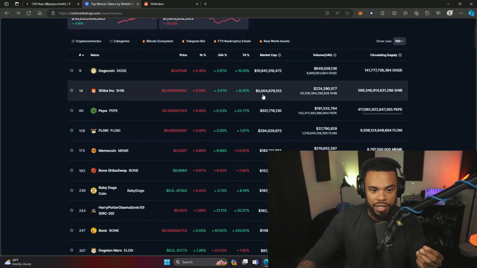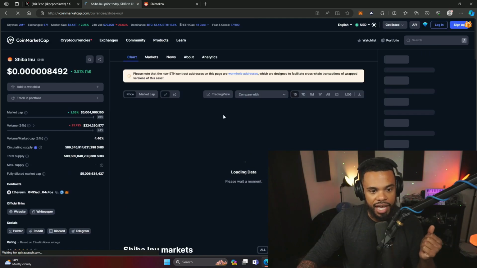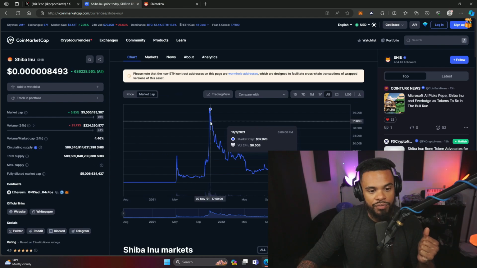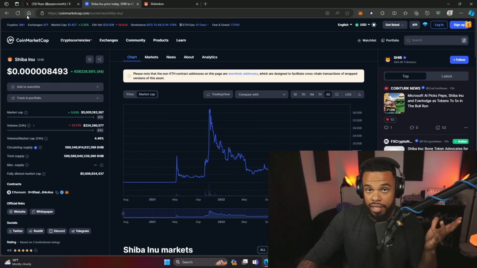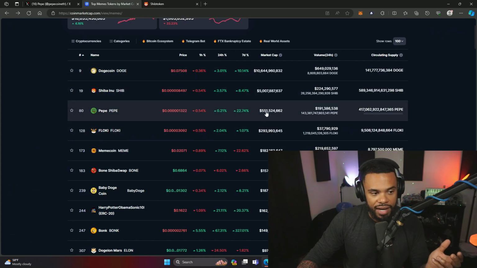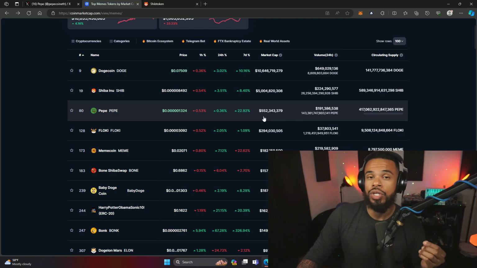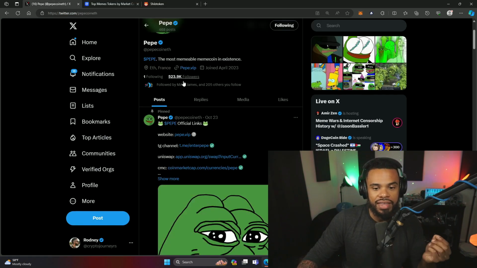Now look at Shiba Inu's market cap hit an all-time high. If you go back over here, all-time high to about 40 billion in the last bull run. I mean, if PEPE can do that right now at a $500 million market cap, the sky's the limit. That's a huge amount of X's, but I do think they should do something.